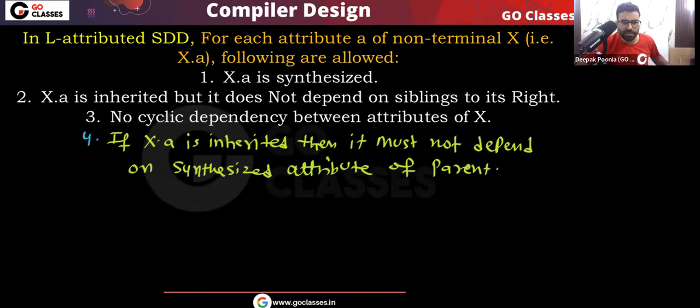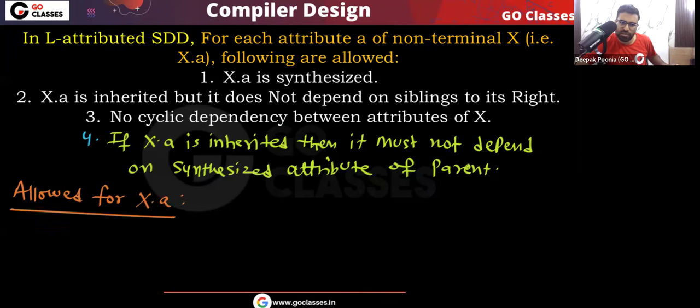Now let me write it mathematically, because that is easier to understand and remember. Basically, what things are allowed, and what things are not allowed. Let me write mathematically what is allowed for X.a. The first thing that is allowed for X.a is that it can be synthesized. X.a is synthesized, that is allowed.